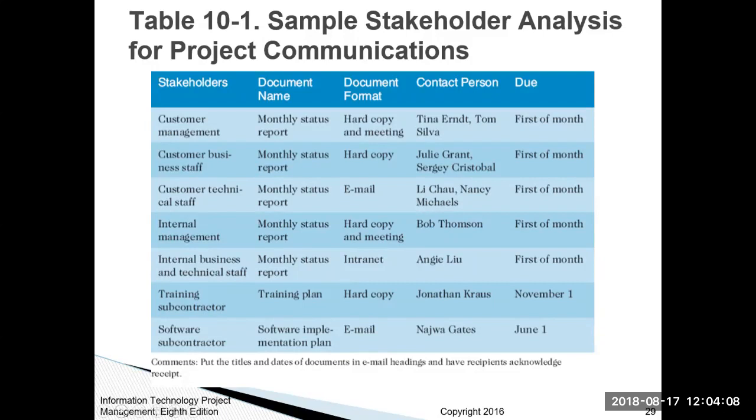And then, as the columns that follow show you, these are the names. Most of them are considered a monthly status report, except for the training subcontractor. They have a training plan, because obviously they're developing a training plan for whatever the software or project is being developed, on how they're going to train people that use that. And then the software contractor has a software implementation plan, which is going to define how the software is going to be used once it's complete. The document format, we've got hard copy to intranet, which is internal within the company, and then we have email format, and in the contact person, obviously you'll list the people that are over those particular areas, and those are the ones that are considered the point of contact.